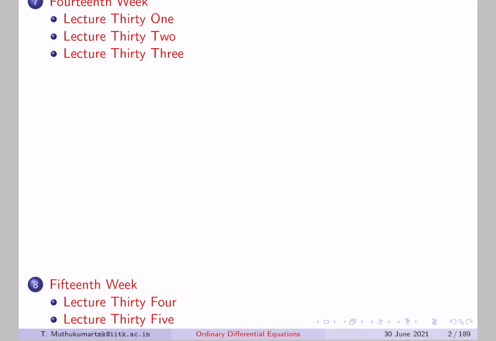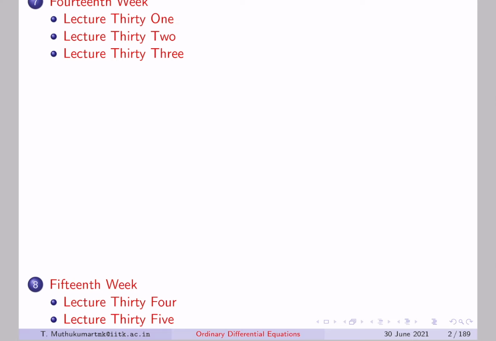So this lecture and the next lecture will be about Laplace transform, and with this the course should come to an end. So let's motivate the idea or the need for Laplace transform.